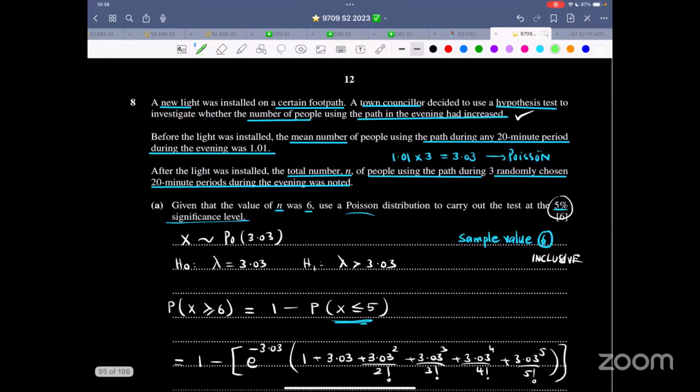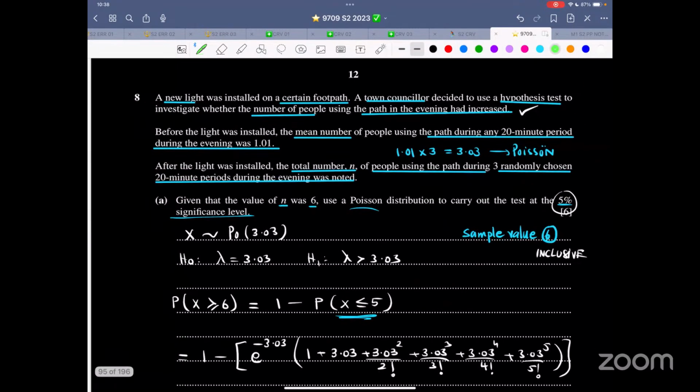Let's do a question such as this. A new light was installed on a certain footpath. A town councillor decides to use a hypothesis test to investigate whether the number of people using the path in the evening has increased. Before the light was installed, the mean number during any 20-minute interval was 1.01. After the light was installed, the total number n of people using the path during three randomly chosen 3-minute period was noted.